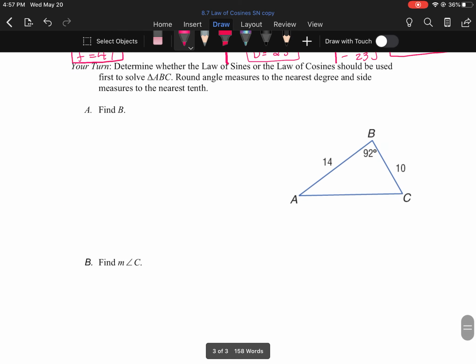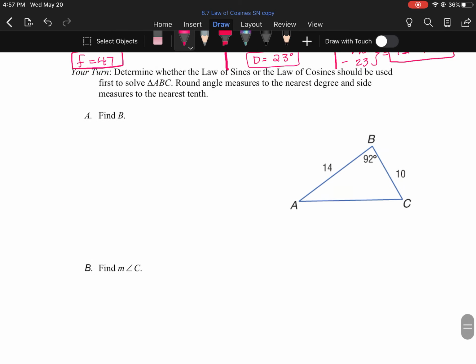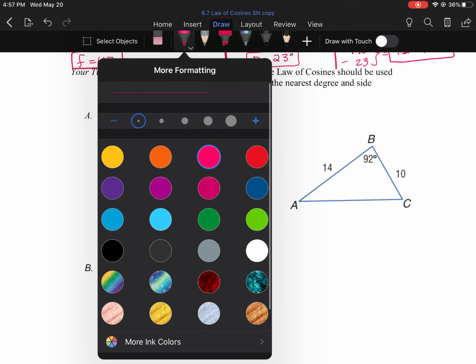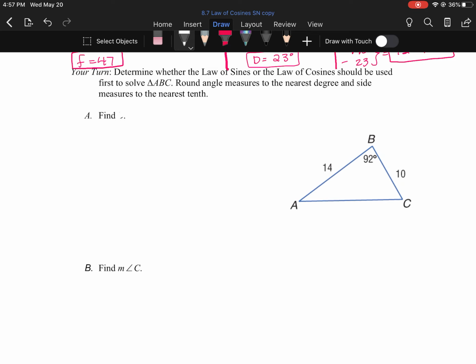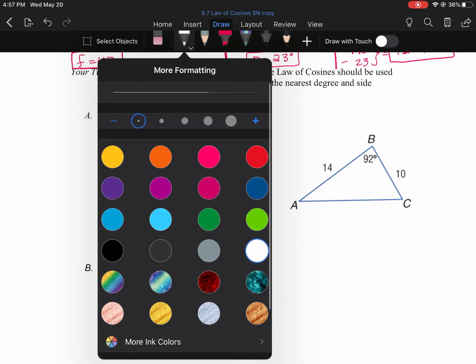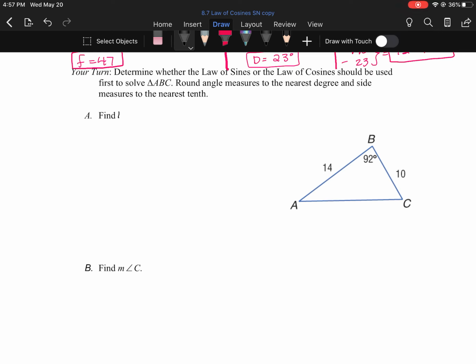All right, so take a moment, try these last two your turns. My pen is about to not last too much longer, so I'm just going to write down the answers for you. I do know this first one says find capital B. Just going to do a little magic here. And we're going to put lowercase b because, look, they already gave you angle B, so let's do a little more work. So you are finding lowercase b and then the measure of angle C. So pause the video, do your work, come back and check your answer.